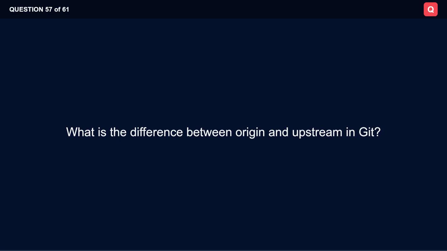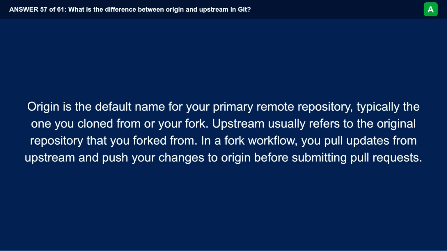What is the difference between origin and upstream in Git? Origin is the default name for your primary remote repository, typically the one you cloned from or your fork. Upstream usually refers to the original repository that you forked from. In a fork workflow, you pull updates from upstream and push your changes to origin before submitting pull requests.